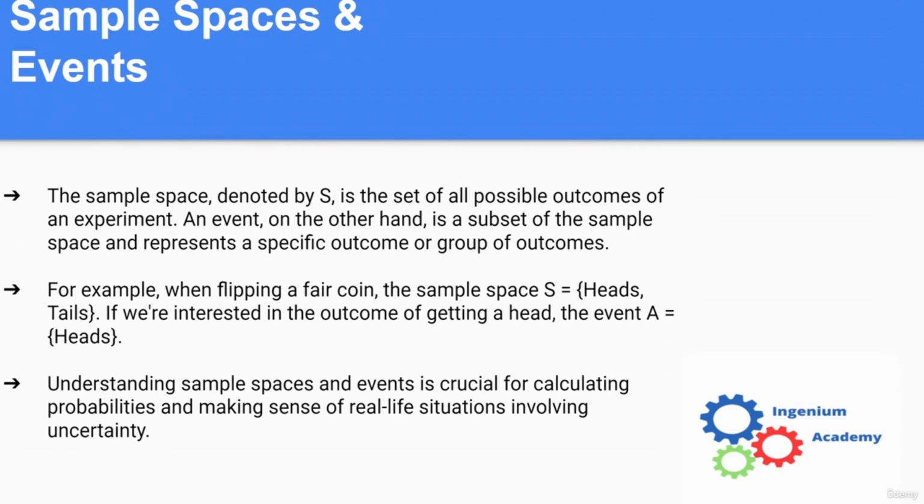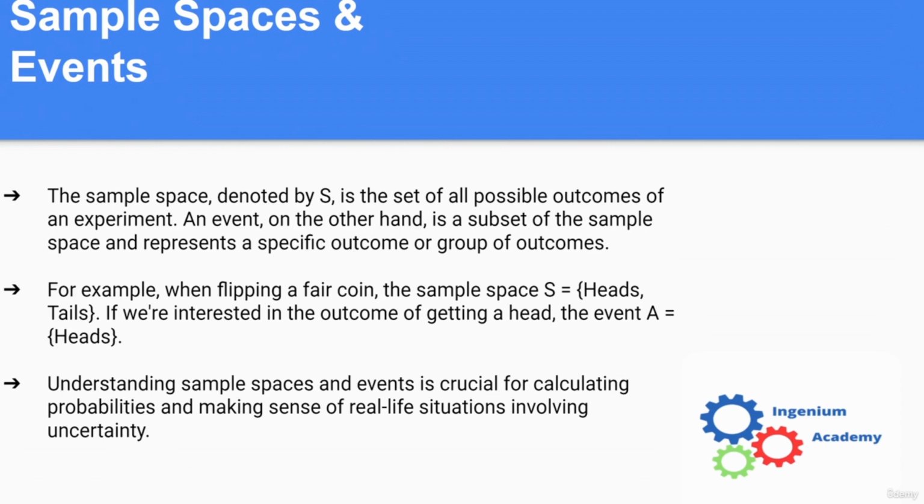An event, on the other hand, is a subset of the sample space, and it's a specific outcome or a group of outcomes. An event could be you rolling a 1, and so there's only one possible outcome where that can occur. Or an event could also be the event that you roll an even number when you roll a die. You can roll a 2, 4, or 6. And so 2, 4, or 6 would be a subset of those outcomes, and those would be an event.